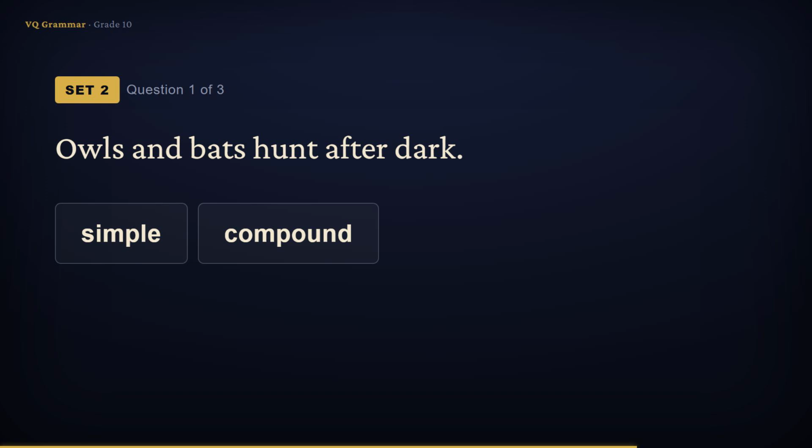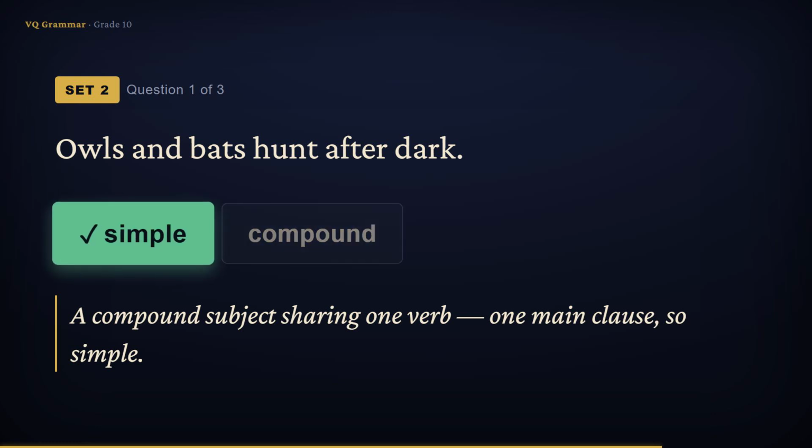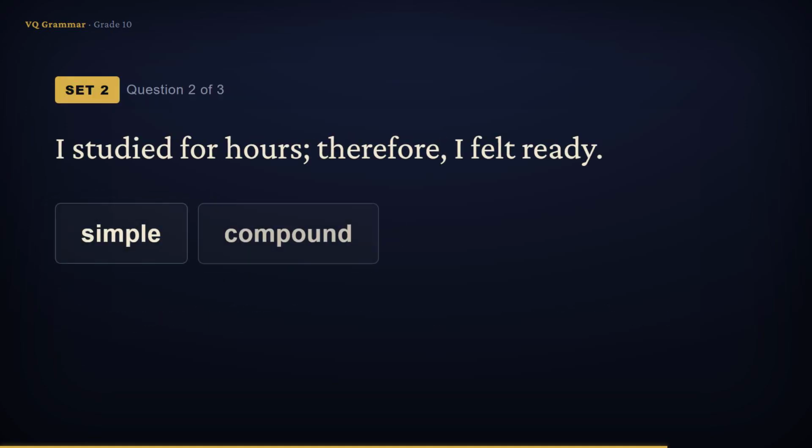Owls and bats hunt after dark. Two creatures. So is that two clauses? No. "Owls and bats" is a compound subject, and they share the single verb "hunt." One subject slot, one verb, one main clause. The sentence is simple.